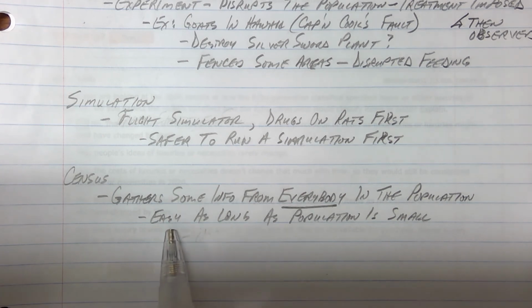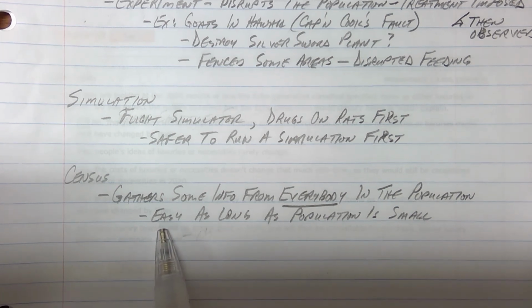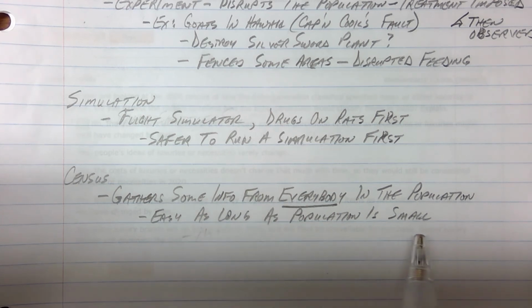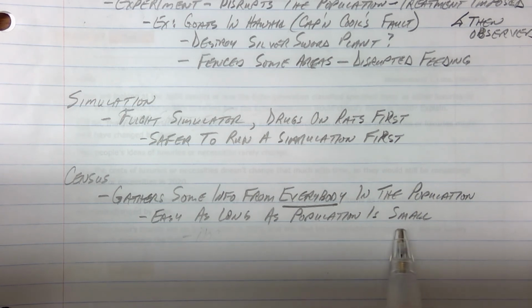Now, an exception to the rule is a census is easy as long as the population is small. So if I wanted to take a census of the students in my classroom and there's only 15 or 20 or 30 students in the room, well, that's easy. I can ask all of them a question, all right, and I'll get an exact answer because my population is small, if the classroom is my population.